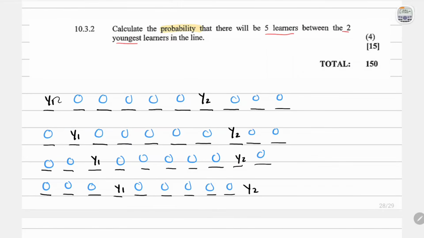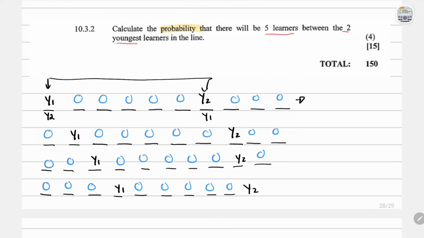So for us to achieve this first placement, here's the thing. These 2 learners, they never said that one of these learners specifically has to be in front of the other one, has to be ahead of the other one. No, the first youngest learner and the second youngest learner, they don't have to be seated specifically like this. For example, the second youngest learner could be here and the first one could be here.